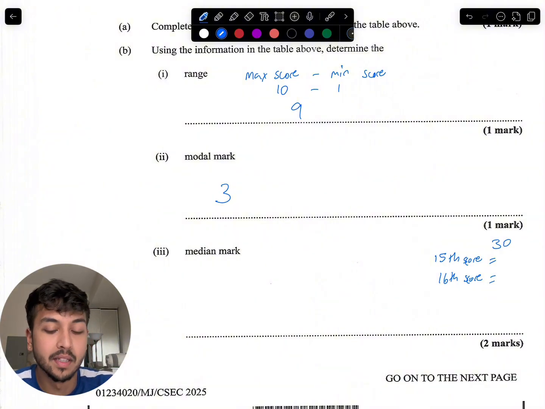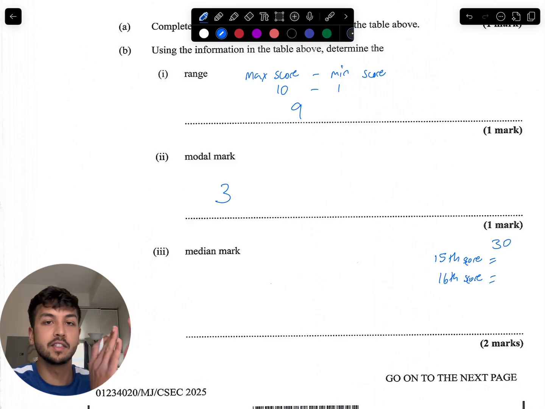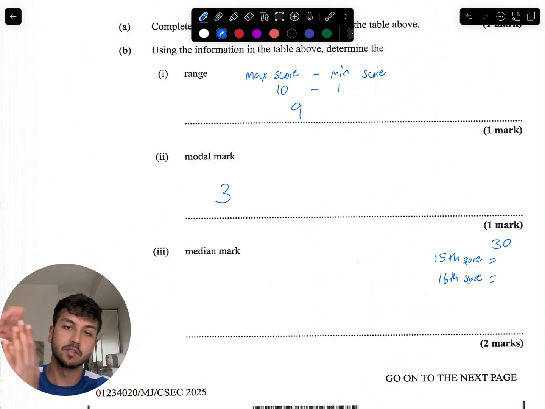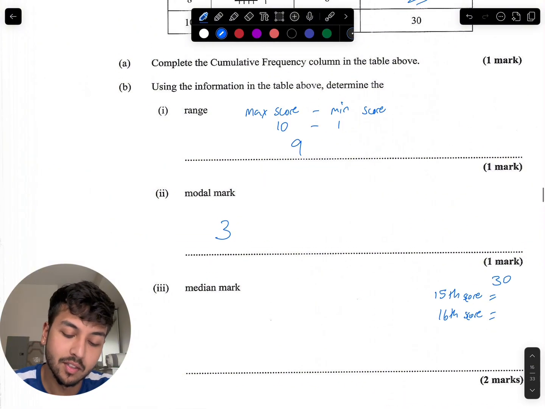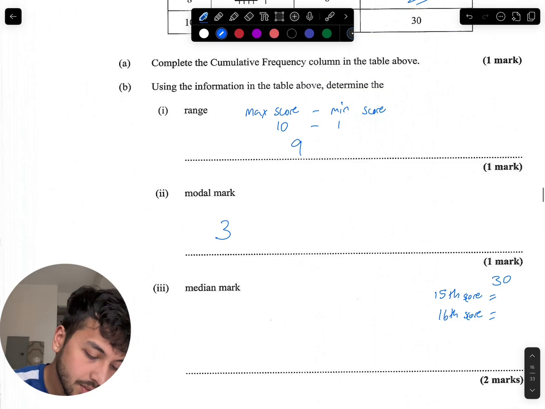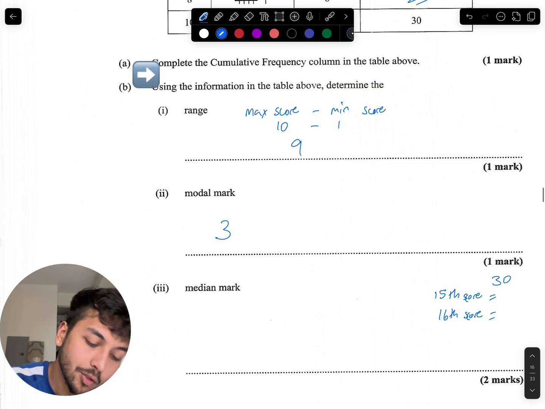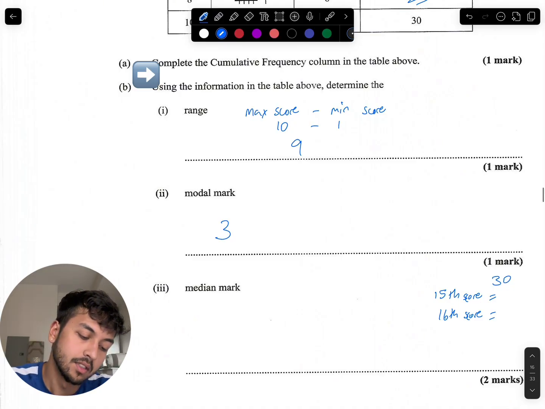If it was an odd number, if it was 31, then the 16th score would be the middle, because you have 15, then 1, then 15 more. So that'll be the exact middle. But in this case, you'll need to find the 15th and 16th scores. So the 15th score occurs over here. We're seeing the cumulative frequency of 15. So with this row, it goes up to 15. So the 15th score is from this row. So that's a mark of 3.